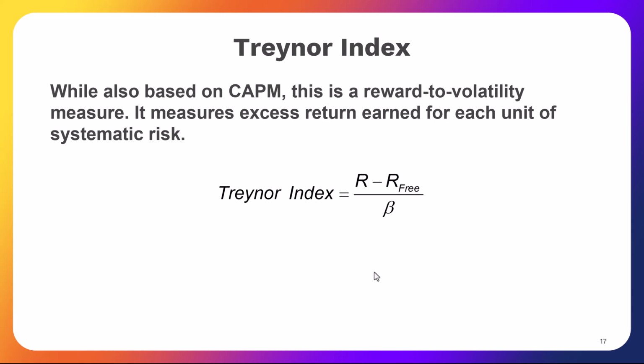The second tool we can look at is something called the Treynor index. Again, we start with the excess returns. You take the return of the investment minus the risk-free return, and you divide it by beta. So this, again, just measures how we perform relative to the systematic risk of the company. So this is a risk-adjusted number. Right? It measures the excess return earned for each unit of systematic risk.